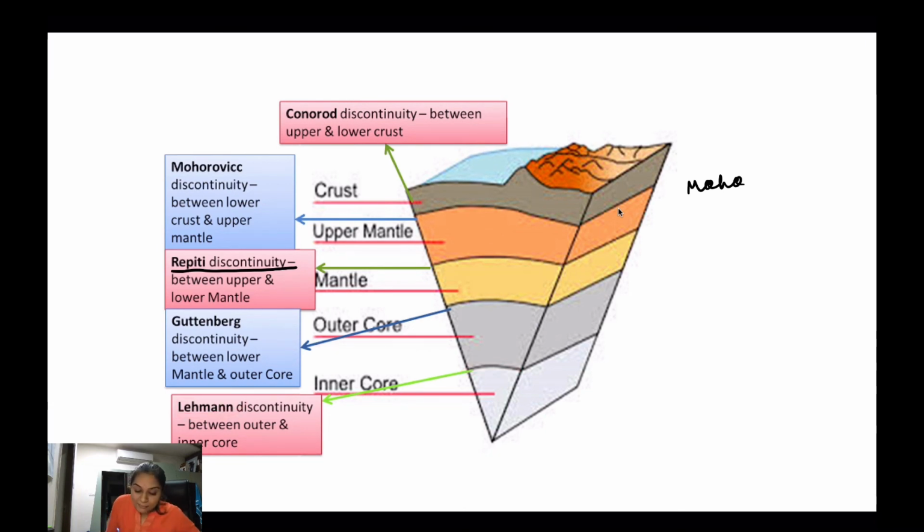So this can be remembered with a short abbreviation, CMRGL. CMRGL. If we say it a couple of times, we will be able to remember all the discontinuities in their order. So C stands for Conrad, then there is Moho, and there's Repetti, Gutenberg, and Lehmann.